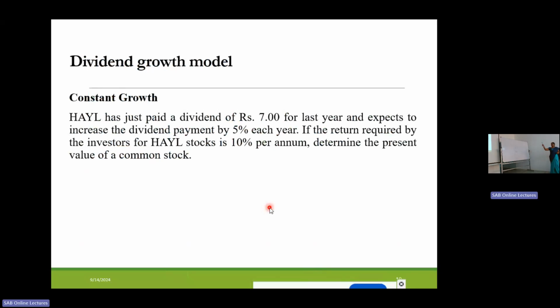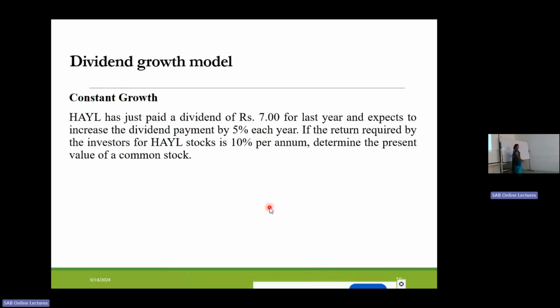Now here, this 7 rupees is what? Just paid dividend. Recently, the company has paid 7 rupees per share. So is it D1 or D0? It is D0. So you need D1 to apply the constant growth model. If you know D0, you can calculate D1: D0 into the growth rate, 5%, so this into 1.05. So how much is your D1 then? 7.35. Divide by the required rate of return, 10%, minus the constant growth rate, 5%.